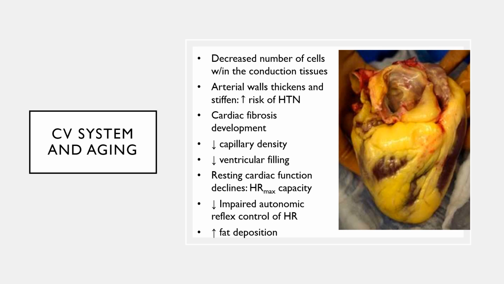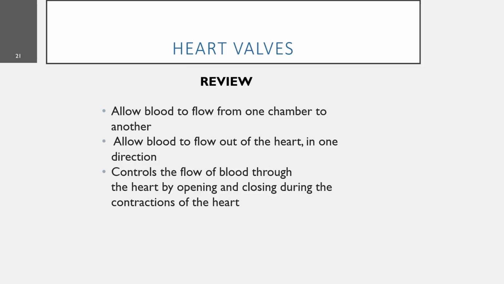Even healthy, active, older adults experience reduced blood flow to the skin during exercise. The heart of older individuals has to work harder under the same conditions compared to younger individuals. A review of heart valves: heart valves allow blood to flow from one chamber to another. They allow blood to flow out of the heart in one direction and control the flow of blood through the heart by opening and closing during the contraction of the heart.